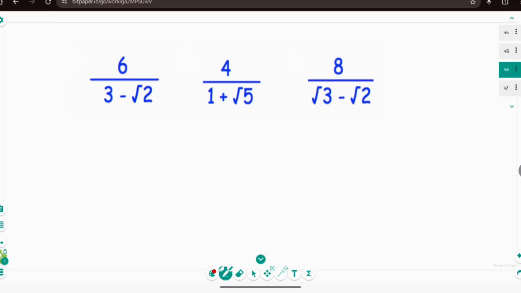Middle one. So I'm going to multiply the denominator by 1 take away root 5. Same with the numerator. For the numerator here, 4 times 1 is 4. 4 times root 5, 4 root 5. On the denominator.